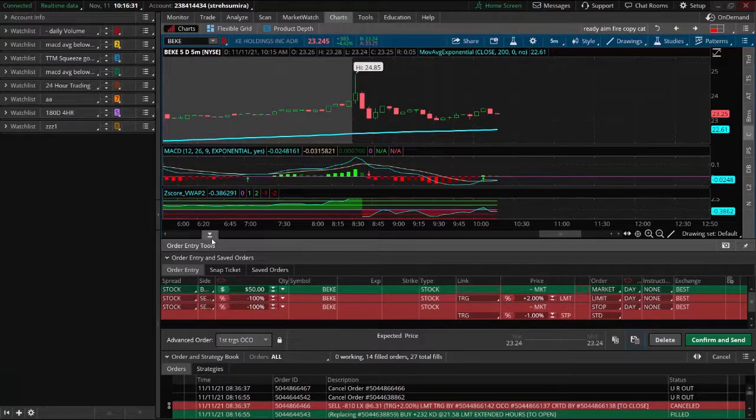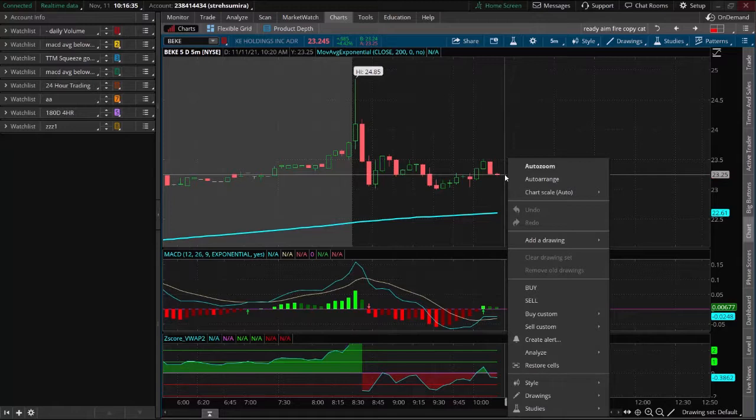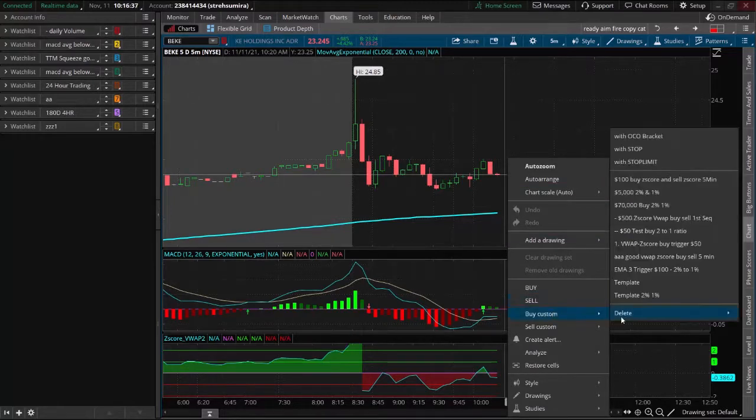So what that is going to do for us is when we are ready to buy, we're just going to right click and go to buy custom. And here is our $50 test buy 2-to-1 ratio. And that's going to bring up our test buy.